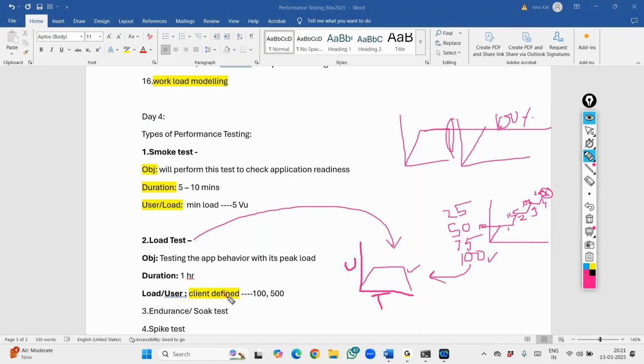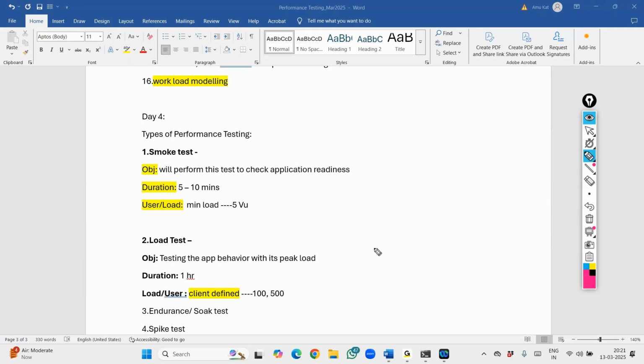Whenever it is defined, we can simply say it is load. Whenever it is undefined, when the client is not aware, what we do is keep on increasing the load and keep hitting the server with more and more users, and then we find the point where our system can't handle it. So it's better to go ahead with 150 users instead of 200 users. That is stress. If it is defined, load. If it is undefined, we call it stress.